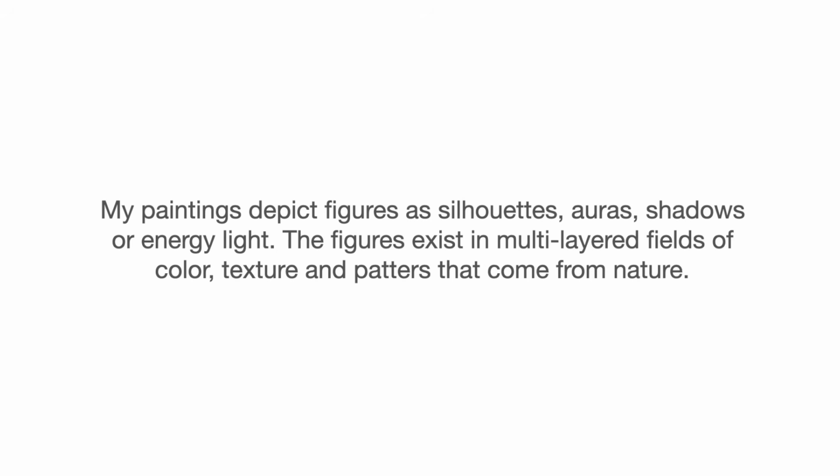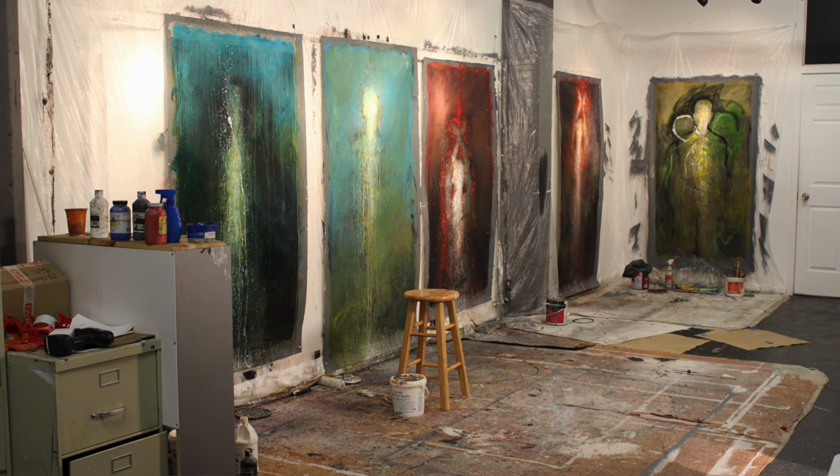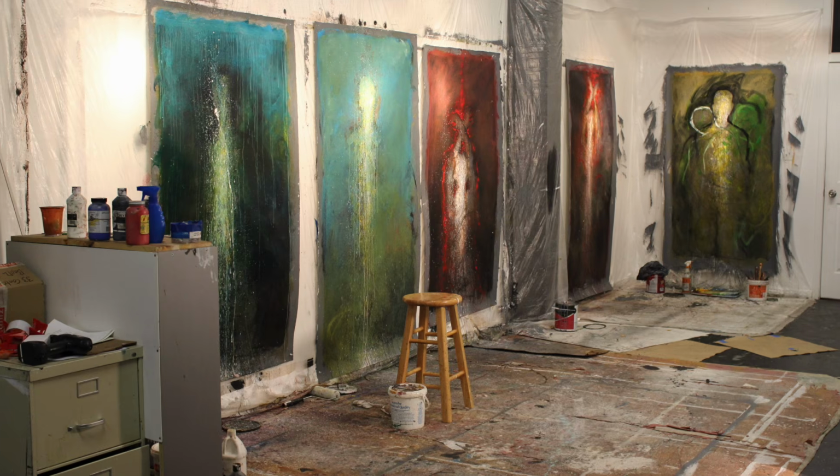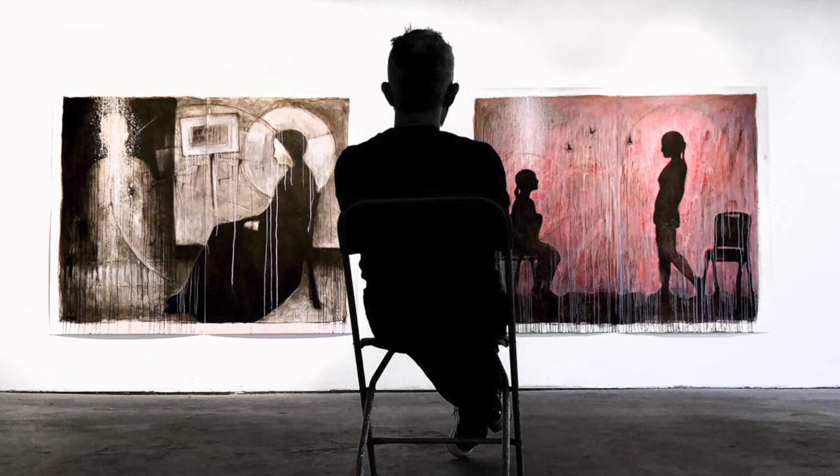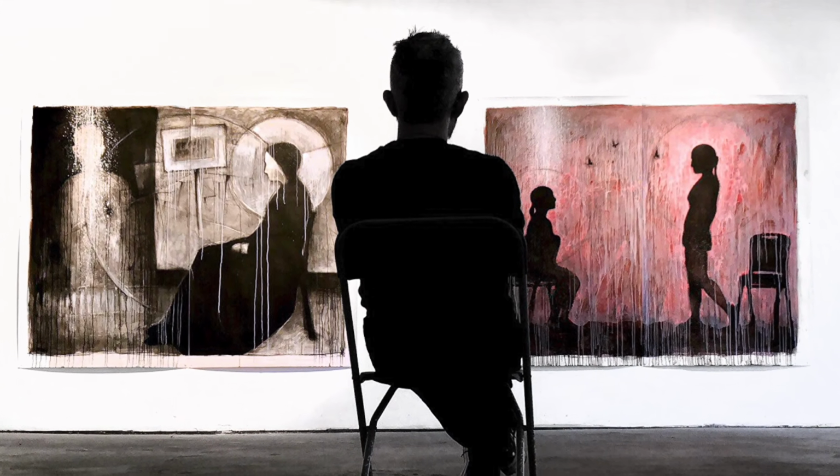The figures exist in multi-layered fields of color, texture, and patterns that come from nature. In other words, I use a lot of layers in my paintings, and throughout those layers, I like to put colors and textures and patterns that are often inspired by nature. So that's how I would describe my work. And of course, I can add this statement after writing all types of ideas and words that came to mind and looking at them and reading them over time. So I'm giving you here the result of my own research, right?